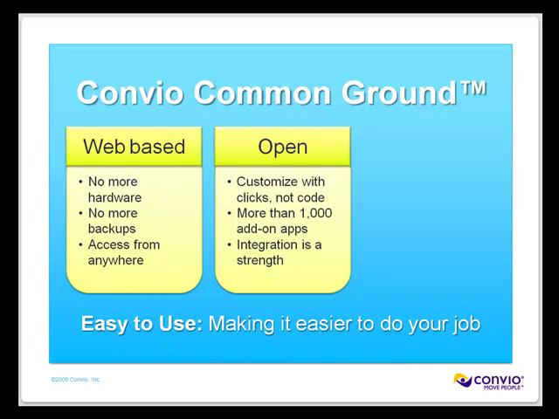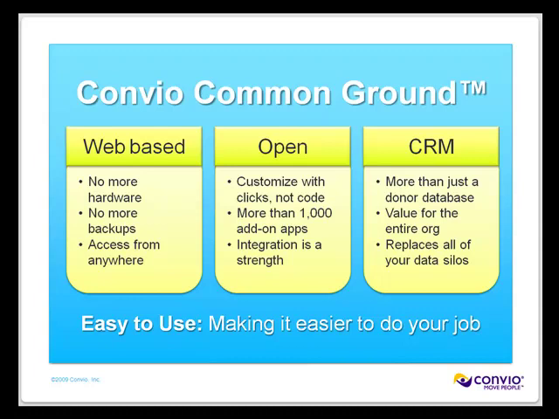But unlike some other do-it-yourself open source systems, Common Ground is maintained and supported by a partner you can hold accountable. And the last significant difference between Common Ground and other donor database products is that it's actually not a donor database. It's a CRM, a constituent relationship management solution that has the donor database features you're looking for, but it also has features that will be adopted by your entire organization and not just one team.